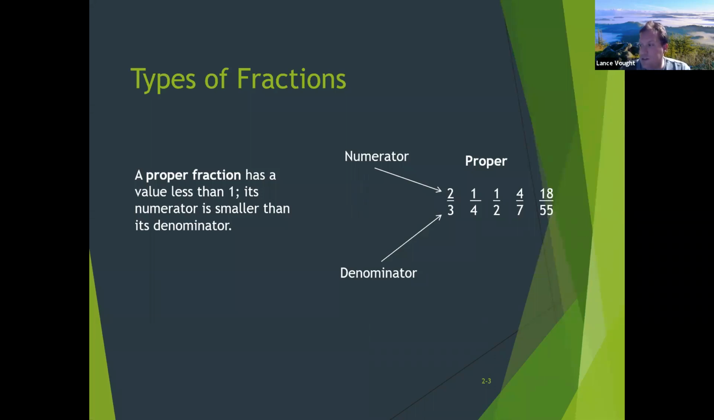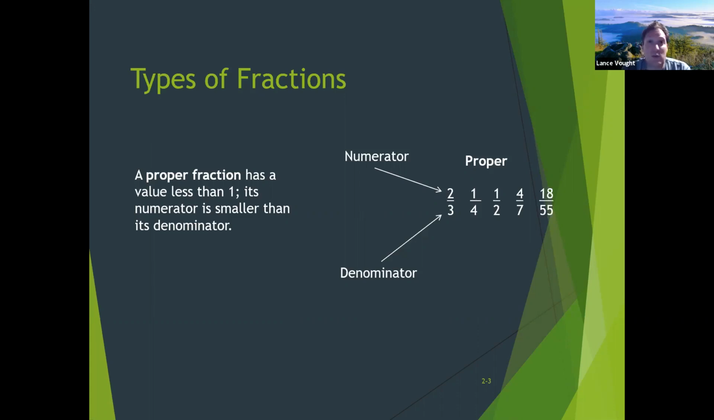So all of these are proper fractions. Again, the top is the numerator, the denominator is on the bottom. So when I start using that terminology, numerator is top, denominator is bottom. Num is top, denom is bottom. So all of these are proper fractions.